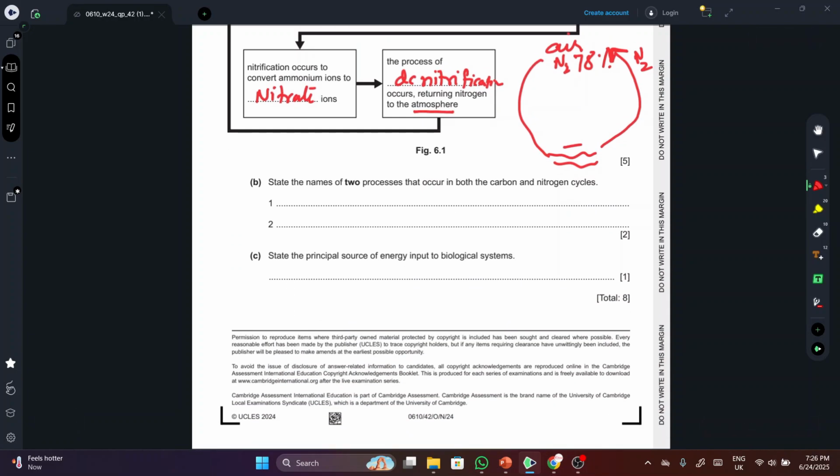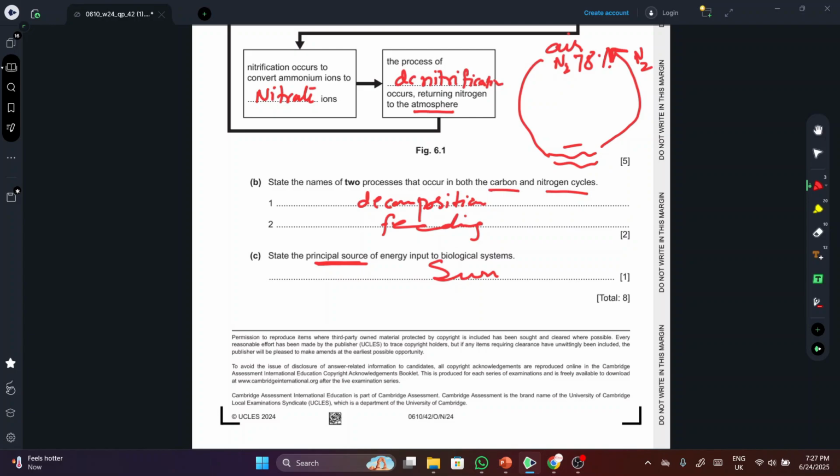Okay, the last part, B part: state the name of the two processes that occur in the carbon cycle and the nitrogen cycle. So think about it, which process occurs in both. Decomposition is a process which occurs in both, and feeding, or you can say nutrient conversion process, in both. State the principal source of energy. Remember that the principal source of energy is always the sun, because the sun provides energy which is converted by the process of photosynthesis into chemical energy.